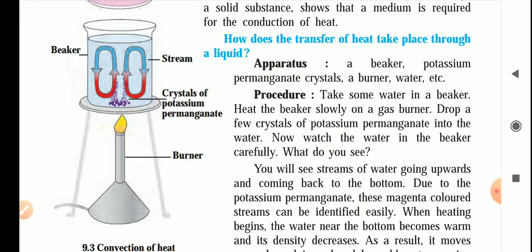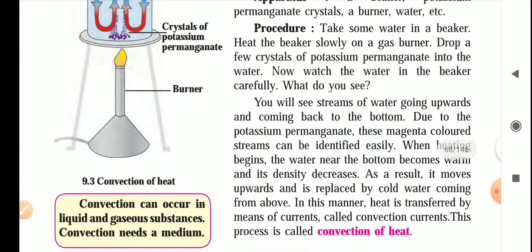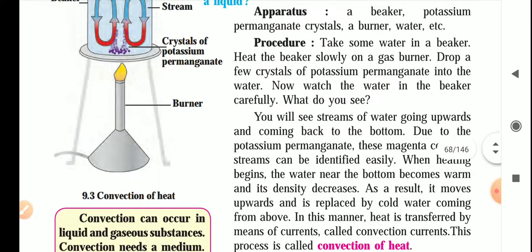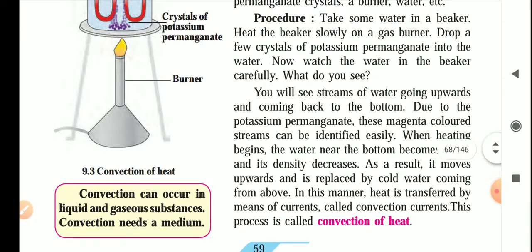So when heating begins, the water near the bottom becomes warm and its density decreases. As a result, it moves upwards and is replaced by cold water coming from above. In this manner, heat is transferred by means of currents called convection currents. So this process is called convection of heat.